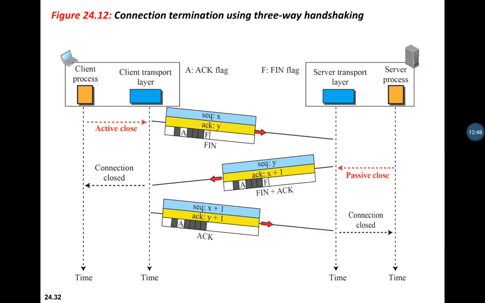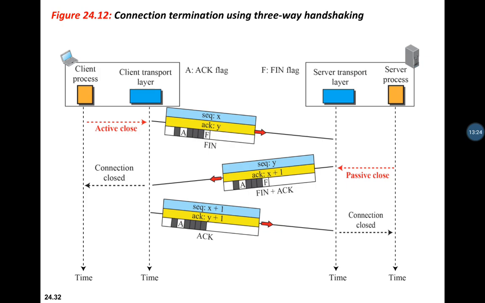And we can also see that the FIN segment consumes one sequence number if it is not carrying data. Second is the server TCP. After receiving the FIN, it informs its process of the situation and sends the second segment, which is FIN plus acknowledgement, to confirm the receipt of this FIN segment from the client, and at the same time to announce closing of the connection in the other direction. This segment can also contain the last chunk of data.